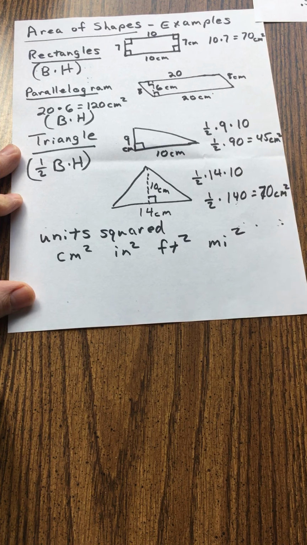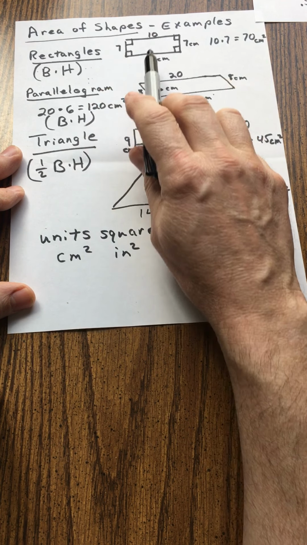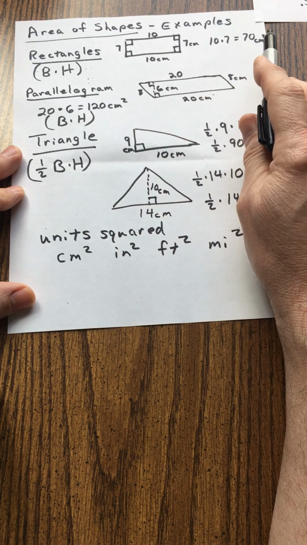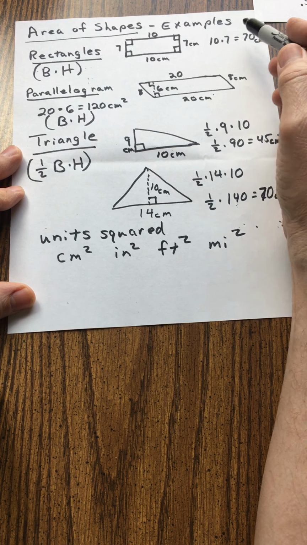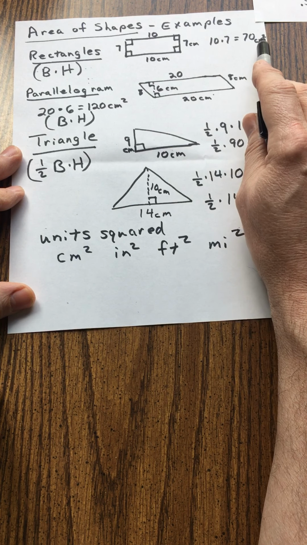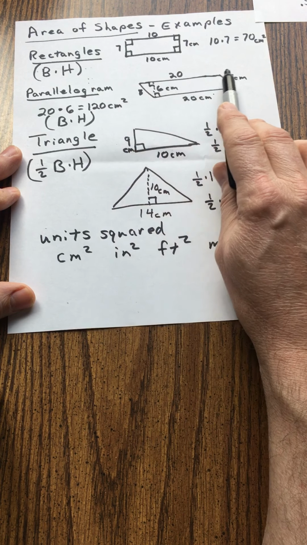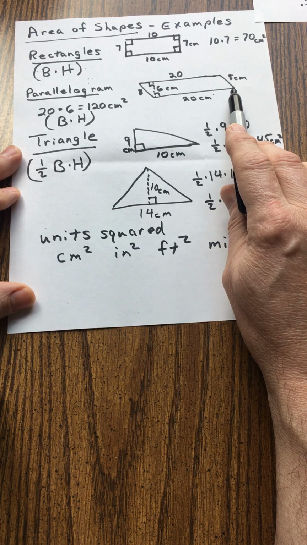Here are some examples that I put together for us. Rectangles, a 7 by 10 rectangle. Notice that the opposite sides are always the same. And so in this case, it's 10 times 7, base times height. 70 cubic centimeters.